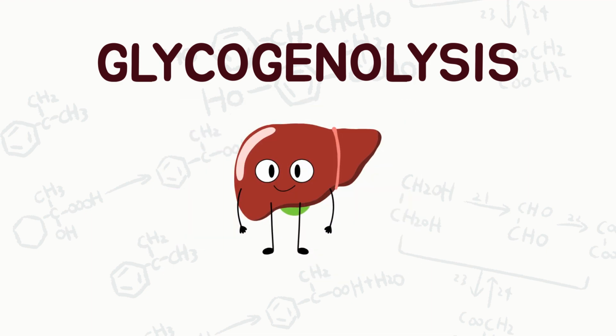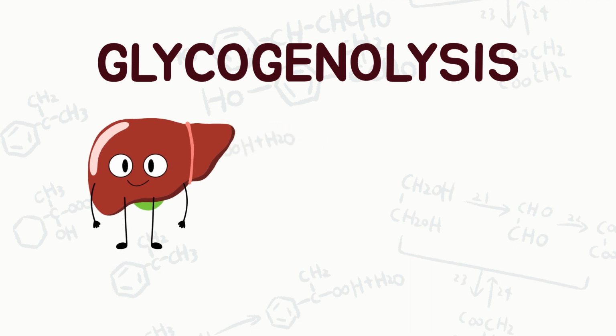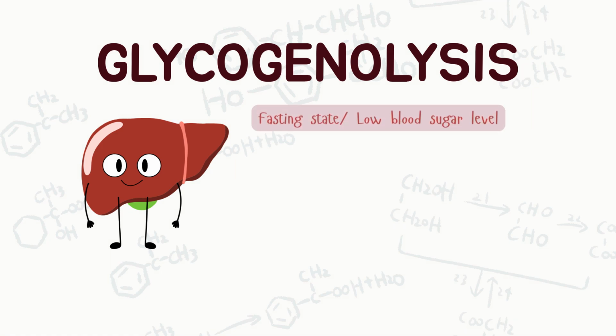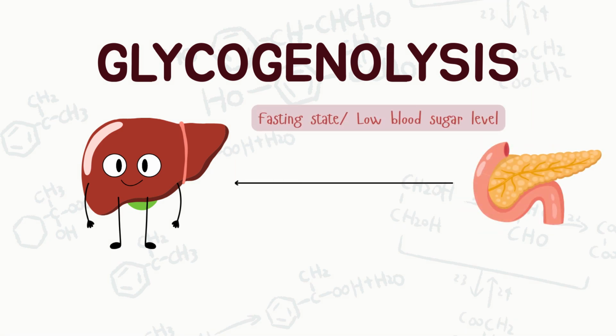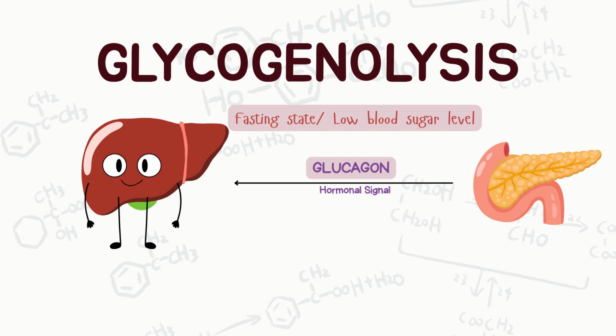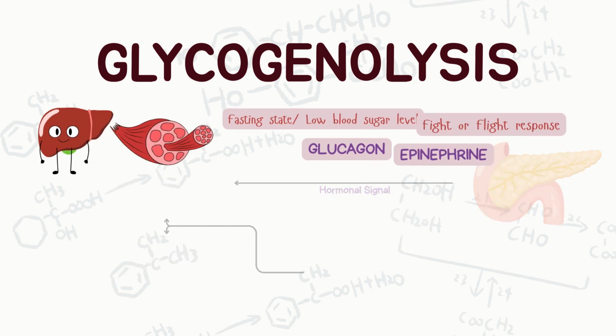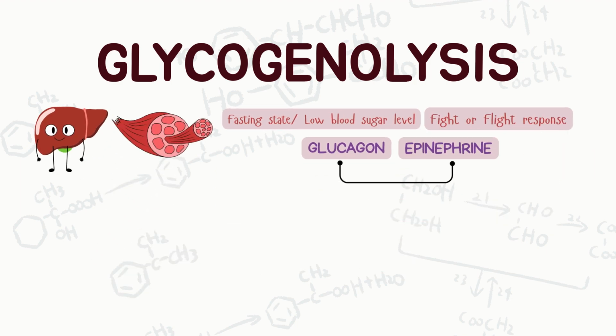As we know, the liver is the primary storage site of glucose, where it is stored in the form of glycogen. During the fasting state, or periods of low blood glucose levels, the pancreas sends a signal to the liver in the form of the hormone glucagon to release glucose. Similarly, during the fight or flight response, the adrenal glands send a signal to the liver or muscle in the form of the hormone epinephrine to release glucose. Either glucagon or epinephrine triggers the process of glycogenolysis in the liver and muscle.